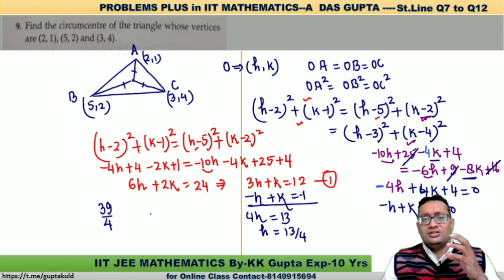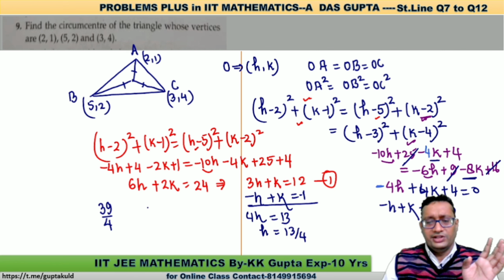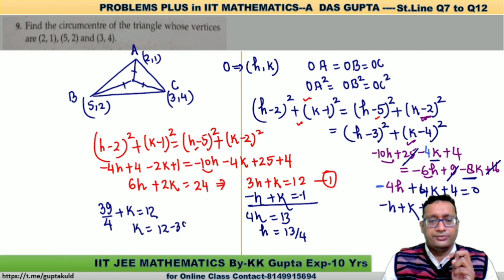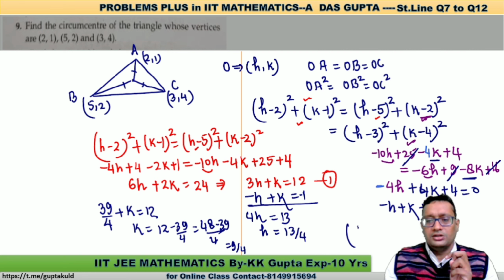The method is, remember it, the same method will be used, no problem. 39/4 + k = 12. So k = 12 − 39/4 = (48 − 39)/4 = 9/4. The coordinate of the circumcenter comes to be (13/4, 9/4). This is the answer.